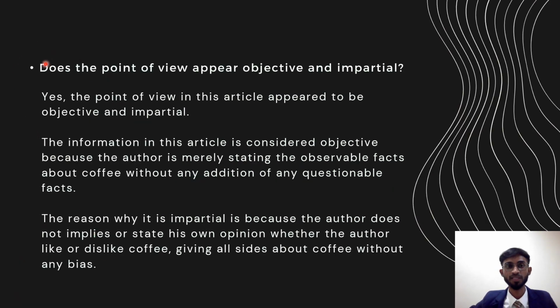The fourth question would be, does the point of view appear objective and impartial? Yes, the point of view in this article appears to be objective and impartial. The reason why I'm saying it is objective is that the author is merely stating the observable, scientific facts about coffee without any addition of questionable facts. And I'm also saying that it is impartial because the author does not imply or state his own opinion, whether he likes or dislikes coffee, giving all sides about coffee without any bias.